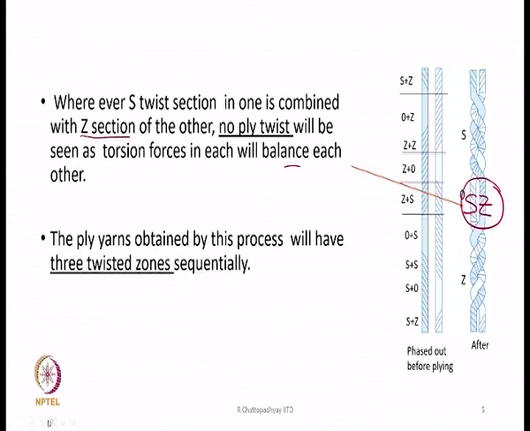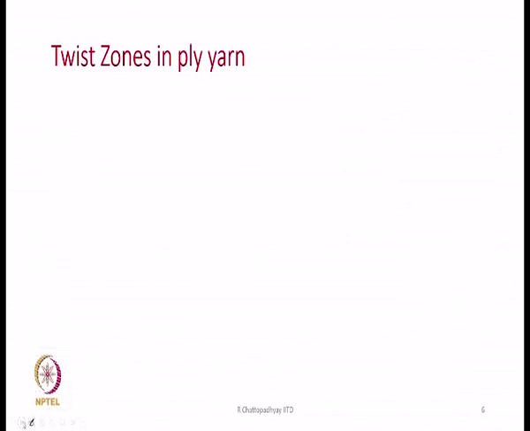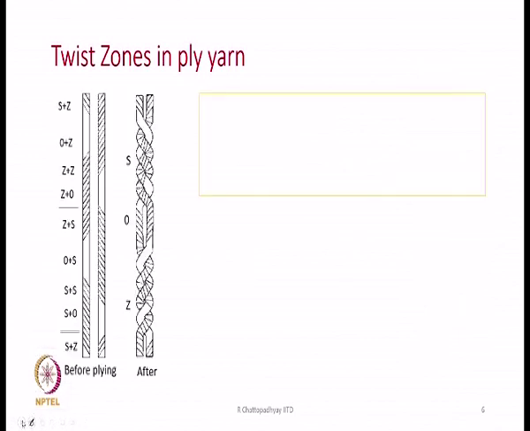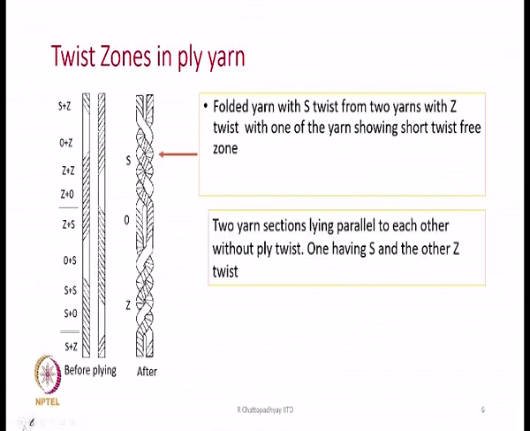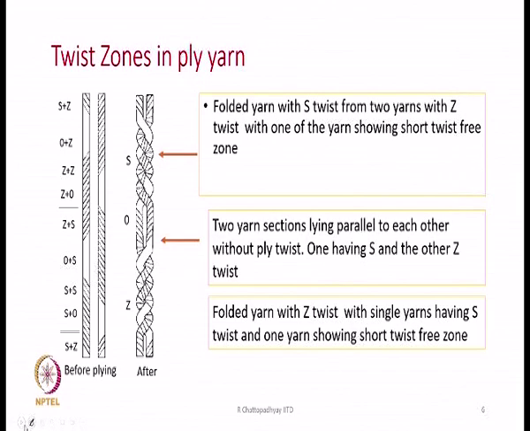The ply yarns obtained by this process will therefore have 3 twisted zones, and they are shown now. If we study the plied structure, we will find 3 different twisted zones. The first zone is this one, where folded yarn with S twist is made from 2 yarns with Z twist, with one of the yarns showing short twist free zones, something like this we will get.